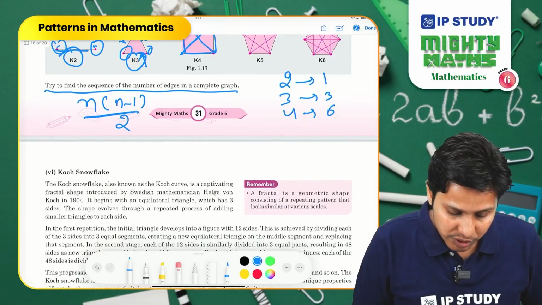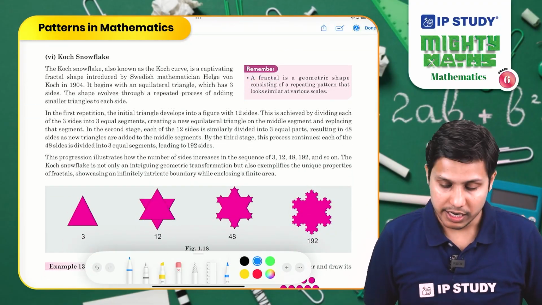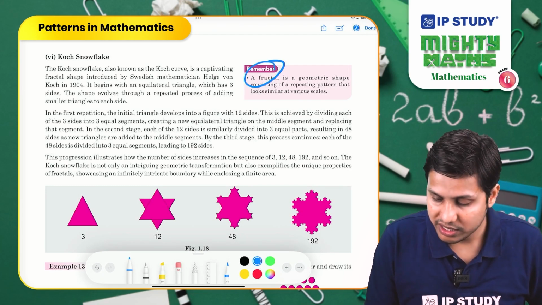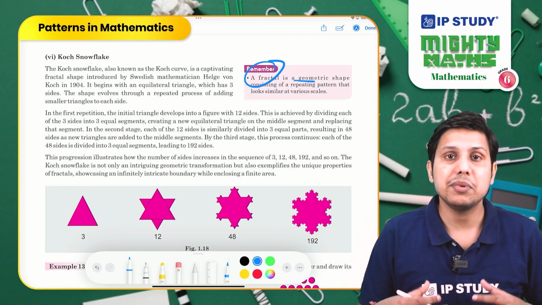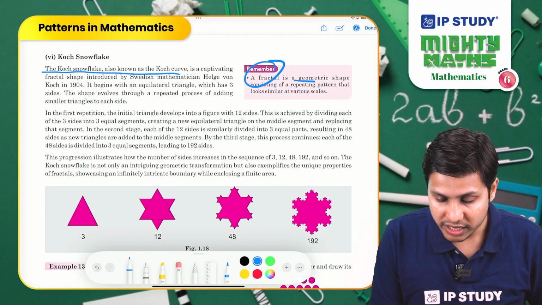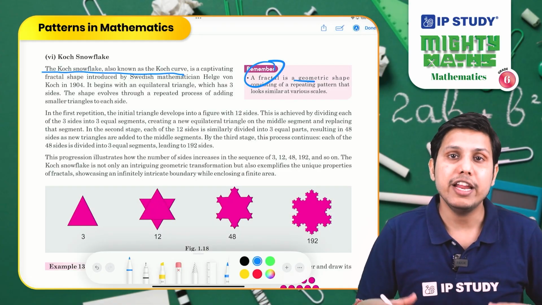Students, moving to the next shape sequence, the Koch snowflake. So this is a shape sequence which is a fractal. And what is a fractal? A shape that repeats itself again and again. So the Koch snowflake is also known as the Koch curve. Let's see what happens in a Koch snowflake shape sequence.